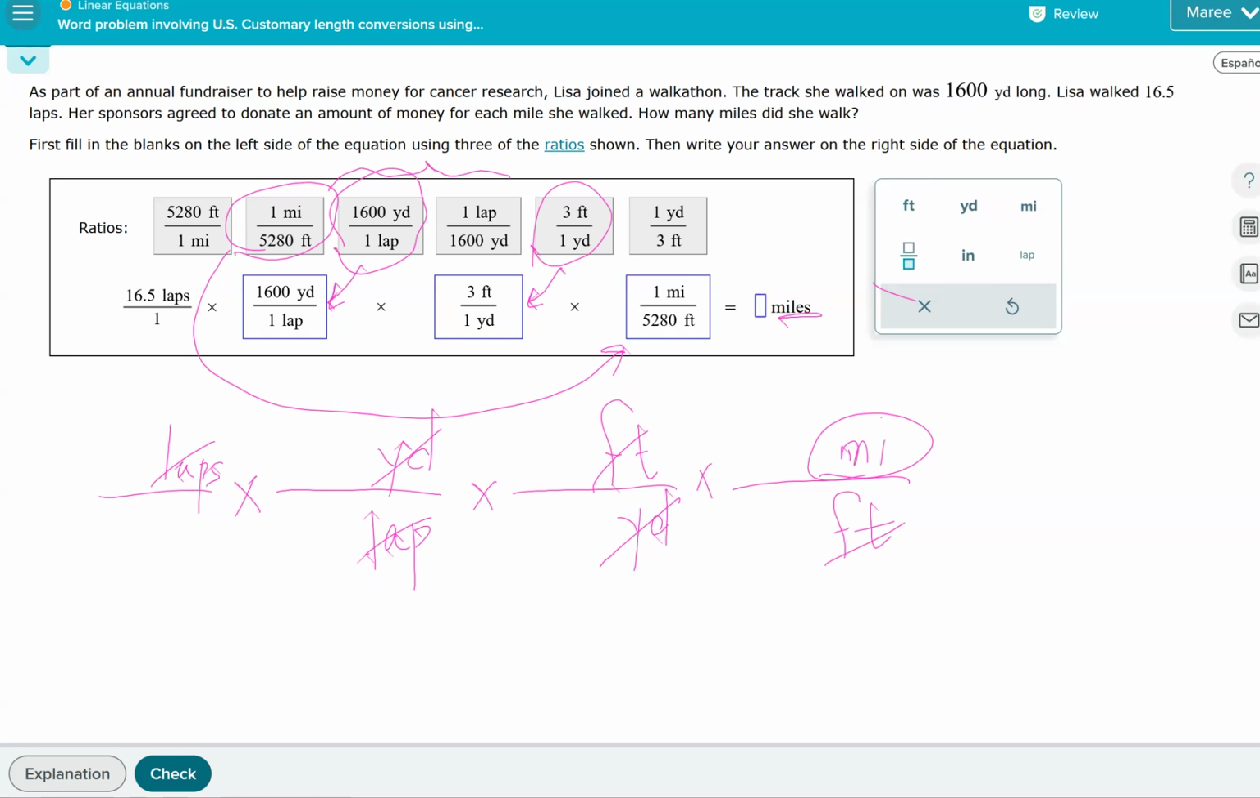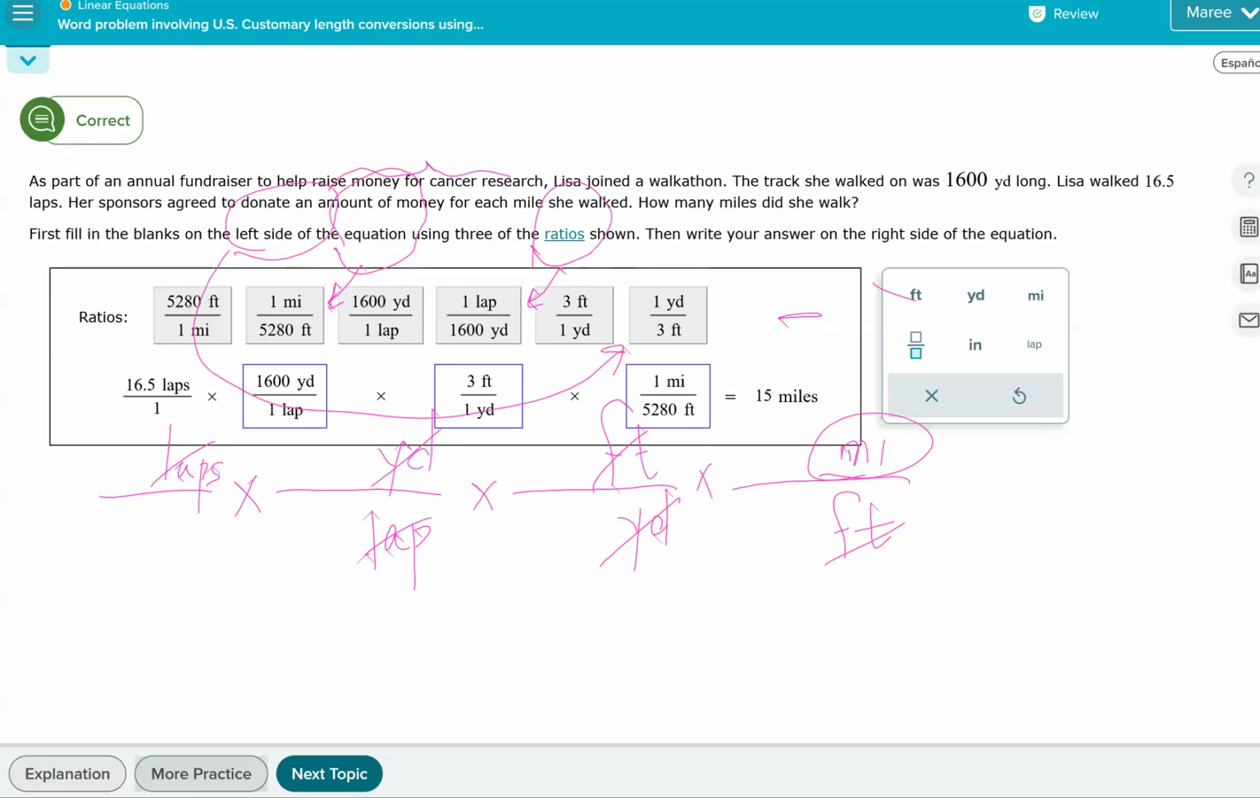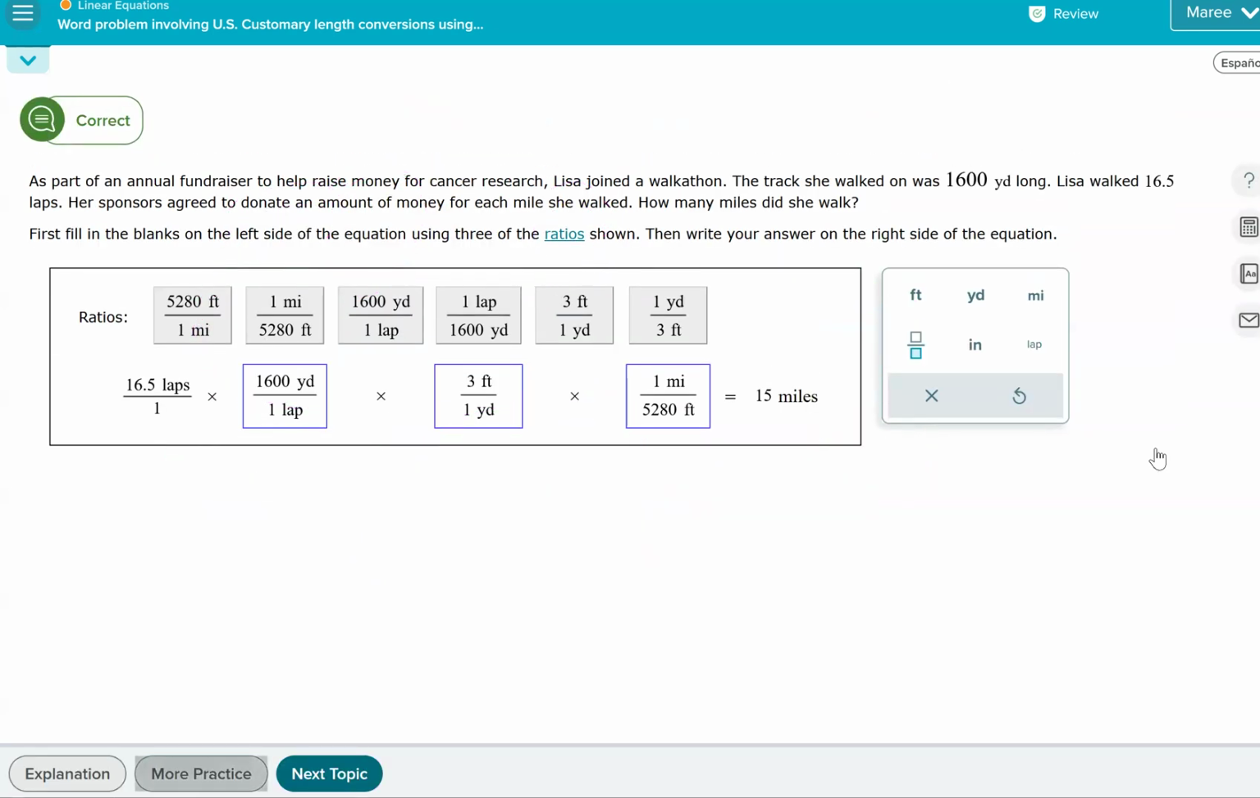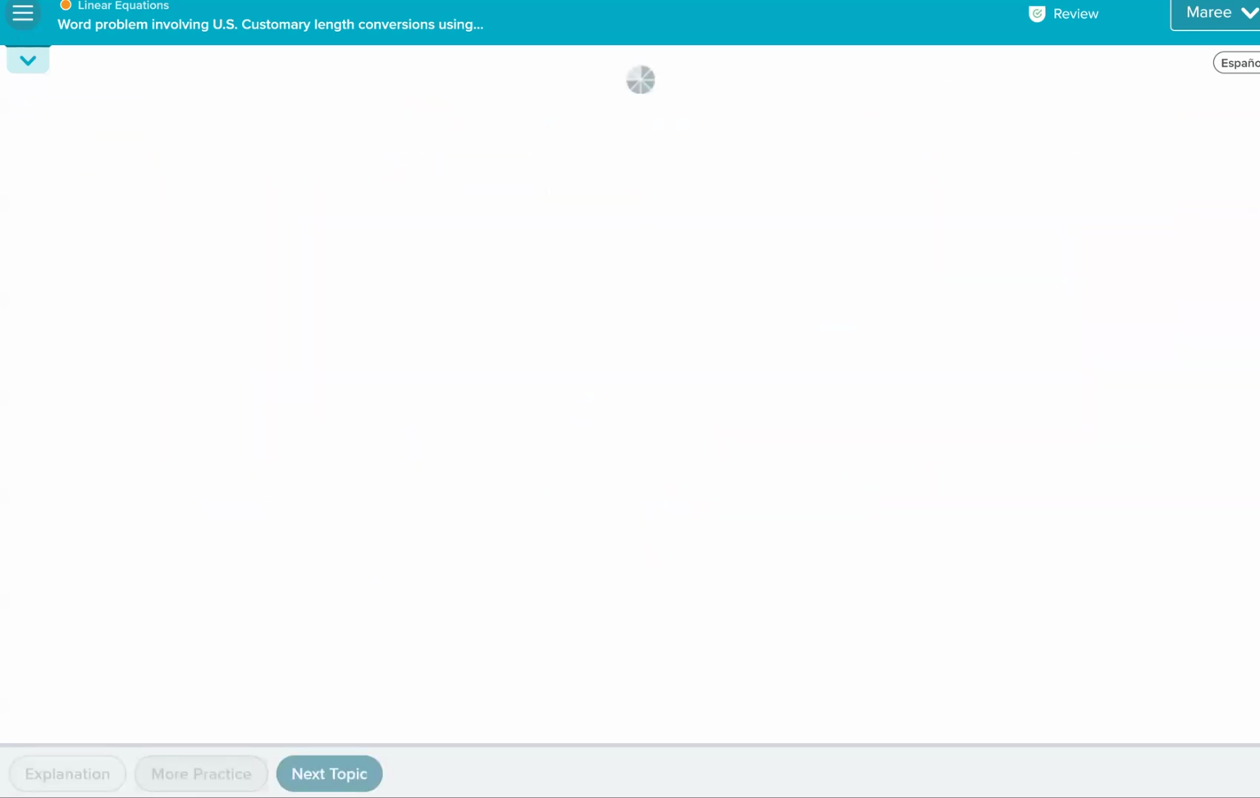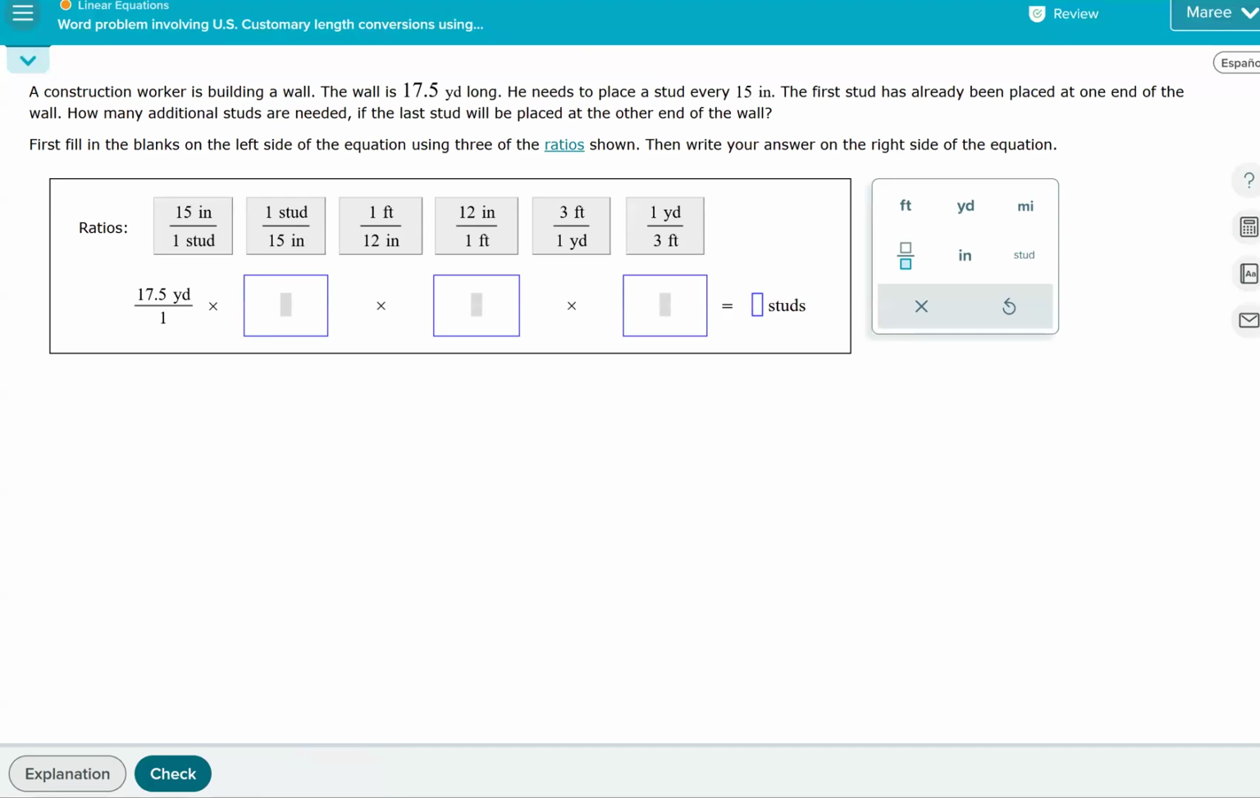Okay, so now we're going to do our multiplying. So everything that's in the numerator, like the numbers that are not one, we're going to multiply. So 16.5 times 1,600 times 3. And then we divide by 5,280 and we get 15. So this is going to be 15. Okay, here's what we're going to do. Let's do one more and we'll put them out of order, see what happens.